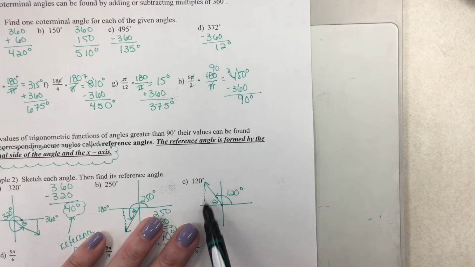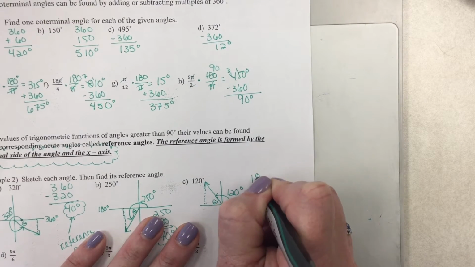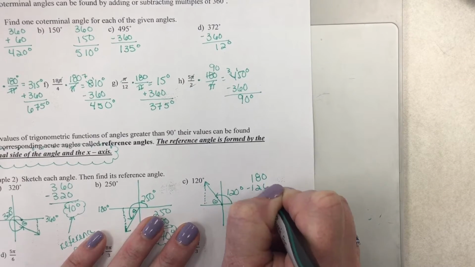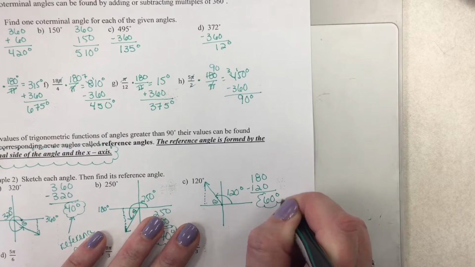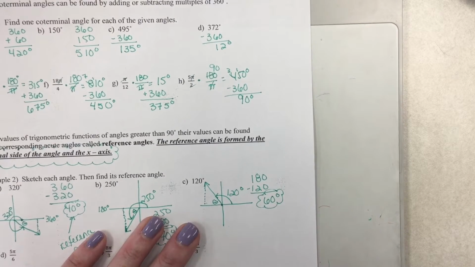Now, is this touching 360 or is this touching 180? 180. So I'm going to take 180 minus 120, and that forms a 60-degree angle right there. Because if you look at it, I've gone 120 degrees. If I go an extra 60 degrees, I've done a full 180. That's how you can look at it. Okay?